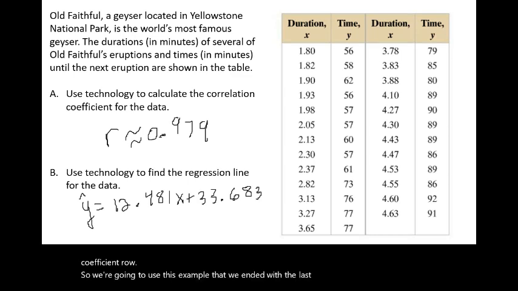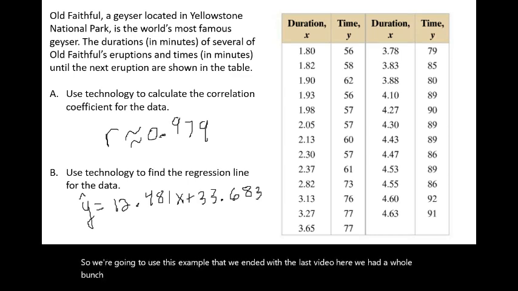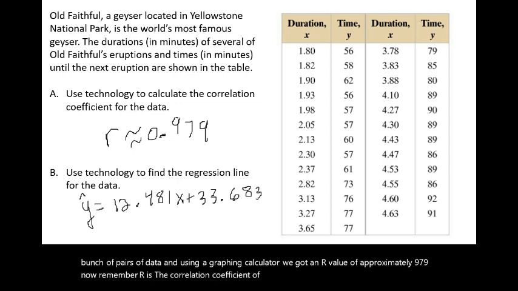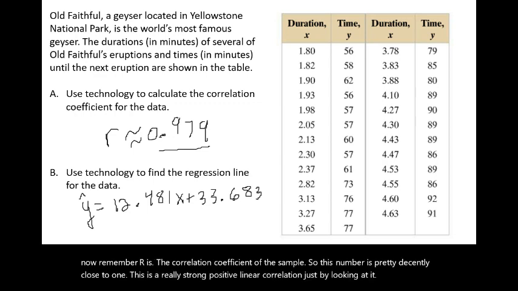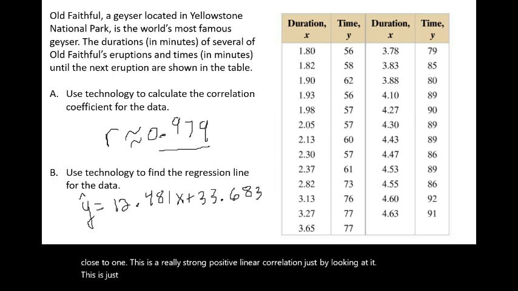Here we had a whole bunch of pairs of data, and using a graphing calculator we got an R value of approximately 0.979. Now remember, R is the correlation coefficient of the sample. So this number is pretty decently close to 1. This is a really strong positive linear correlation just by looking at it. This is just for the sample. The sample data has a pretty strong positive linear correlation.